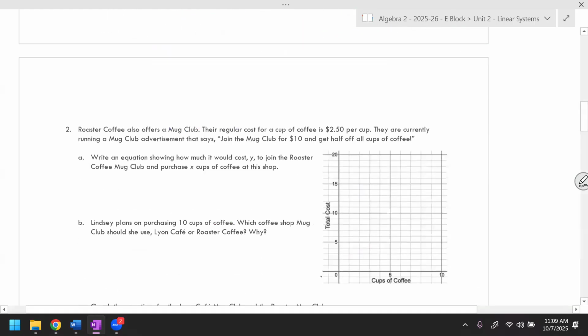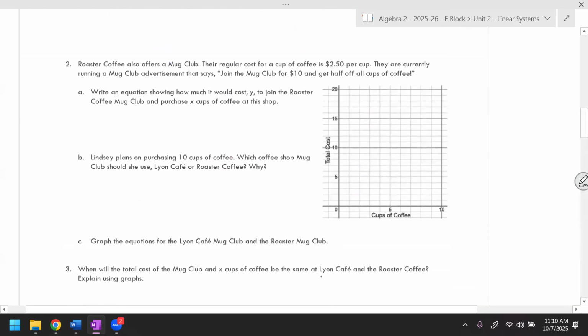Move on to the next page. Let's go through the first thing and then I'll leave you guys to it. So now we've got the other restaurant, Roaster Coffee. Their regular cost for a cup of Joe is $2.50. Okay, so a little more expensive. However, they're doing the same thing. They're doing a mug club thing, right? If you join the mug club for $10, you get half off your coffee.